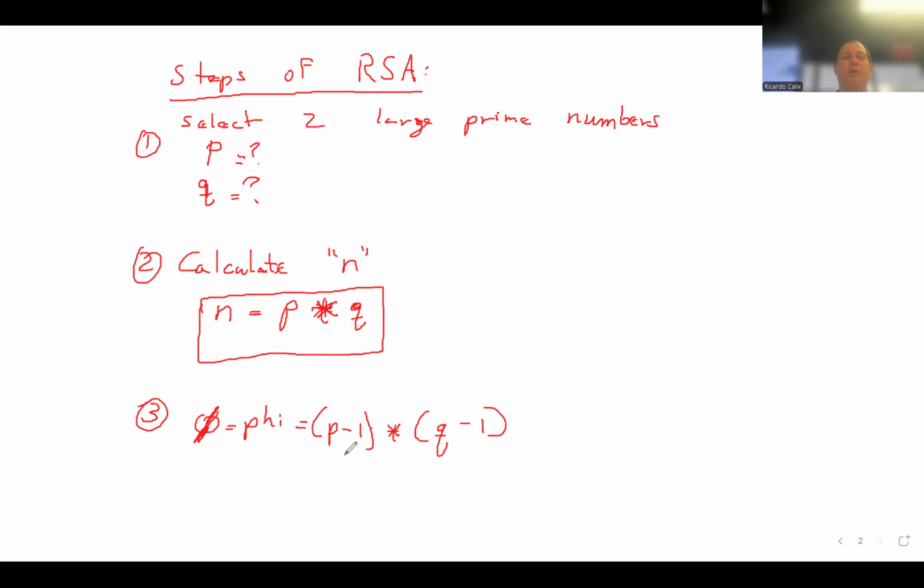We've calculated phi, and it's just P minus 1 times Q minus 1. Now we can move on to step number 4. Step number 4. So here I'll just kind of write this out. So select a value E such that we meet the following condition.